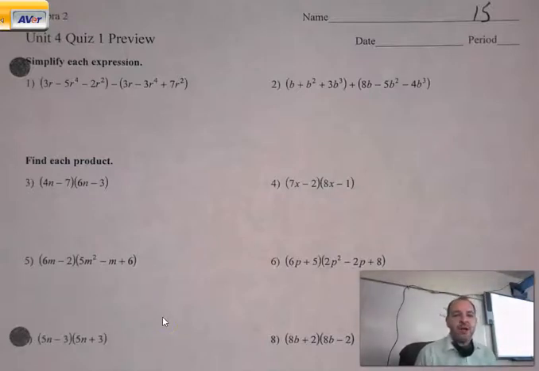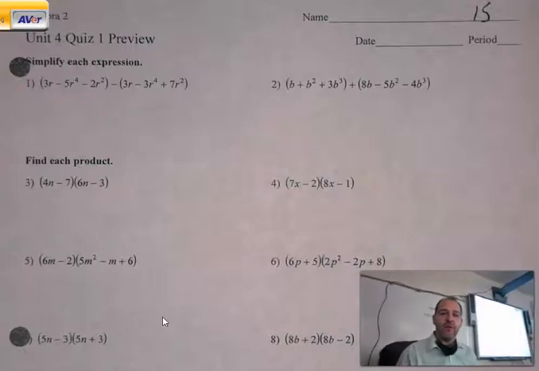We are taking a peek at our Quiz 1 preview for unit number 4. We're going to keep life simple. Mr. H is going to do the odds, and I'm going to leave the evens for you because you're going to have a great example to work with at that point.